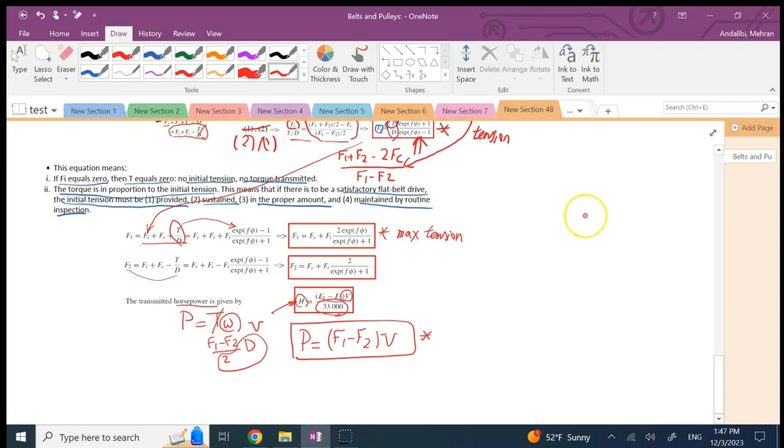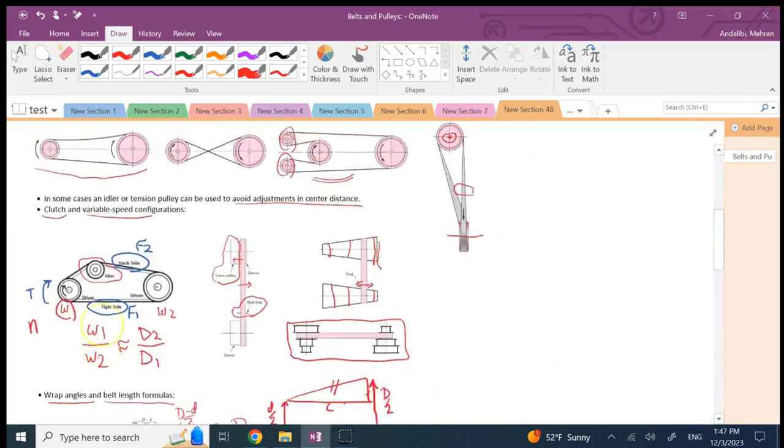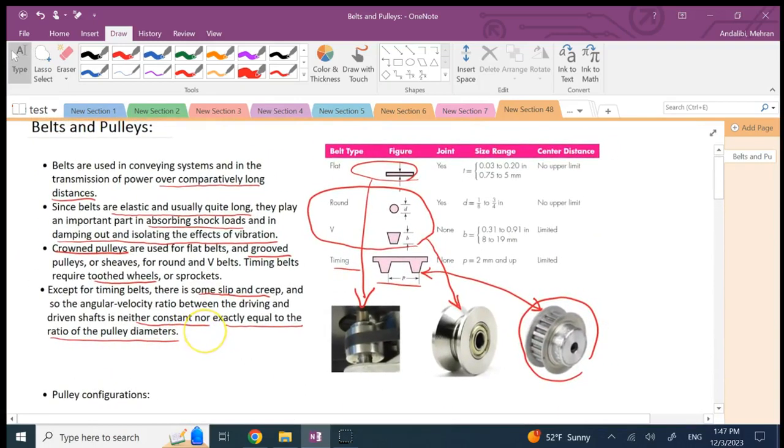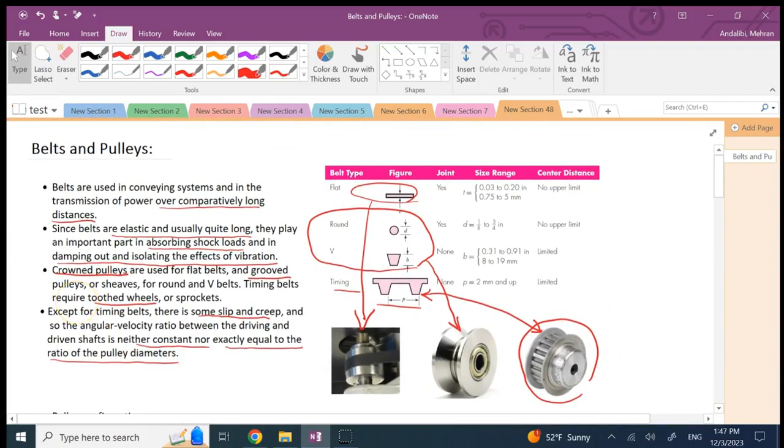And in a separate video, I'll talk about the design or selection of the belt. But this video is getting too long, so I will stop it right here. This is mostly about the basics of belts and pulleys.